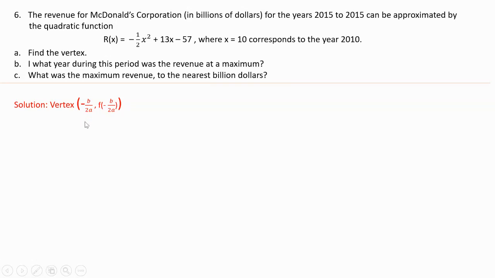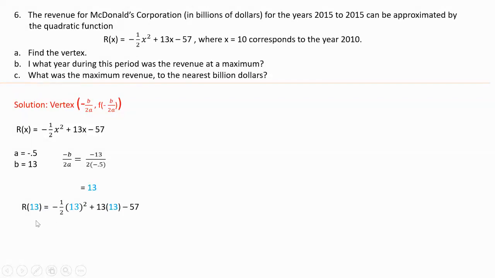So again, this is my vertex formula. My A is equal to -1/2 or -0.5, and my B is 13. So negative B over 2A will give us -13 over 2 times -0.5. This is going to give us 13, because 2 times -0.5 will give us -1. So -13 divided by -1 will give us 13. Now for the y part of the vertex, we plug in 13 to the original equation. And if we plug into the calculator, it's going to give us something like 27.5. So the vertex for part A is (13, 27.5).